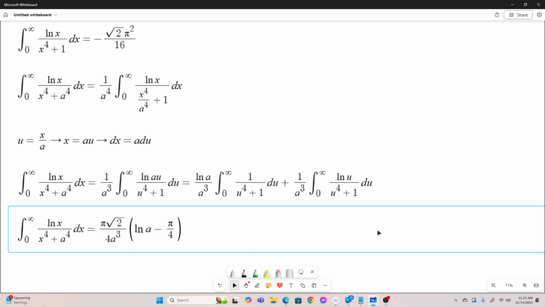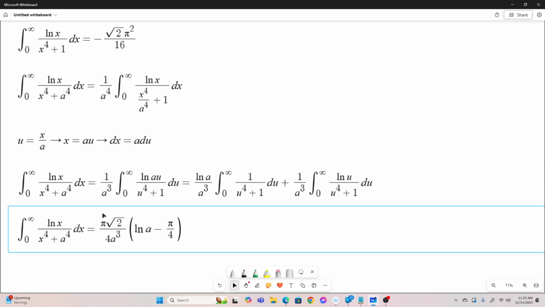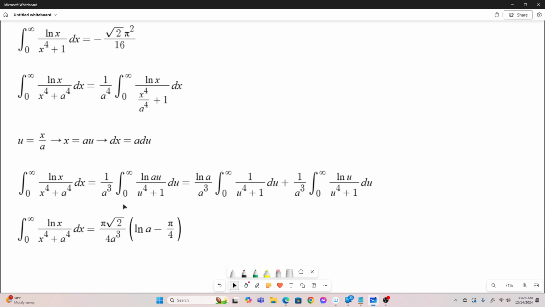All right, now applying our known value to this integral right here, and the well-known value of this integral, which is pi square root of 2 over 4. Evaluating this integral, we get pi square root of 2 over 4. And this one is the known value that we started with. Subbing those in and simplifying, and we get this. So we have that this integral right here is equal to this.